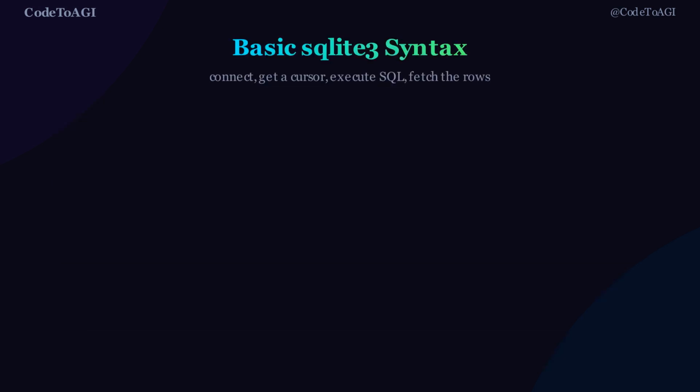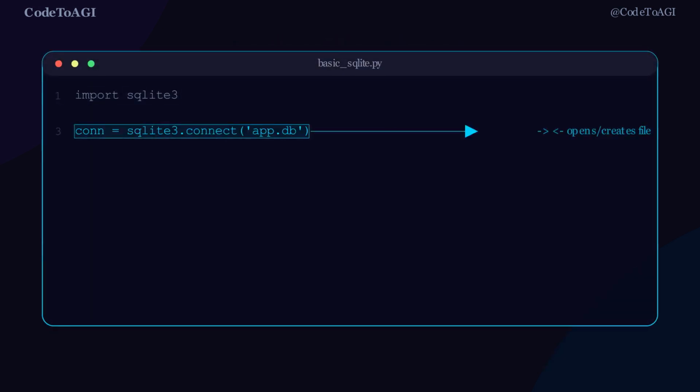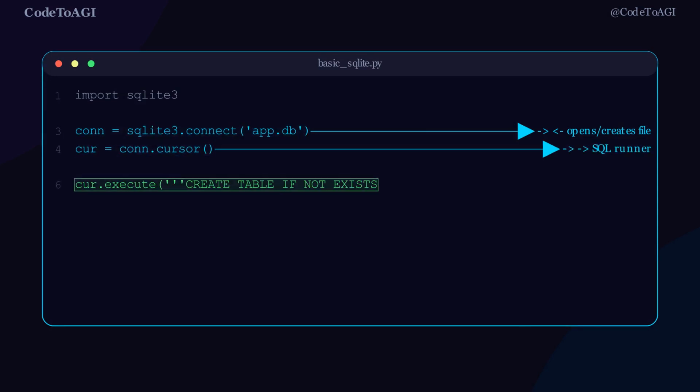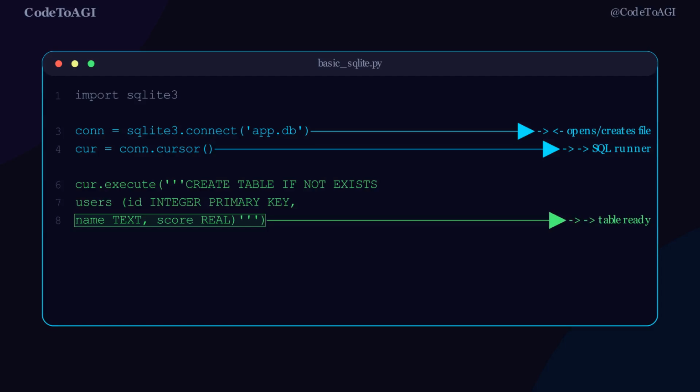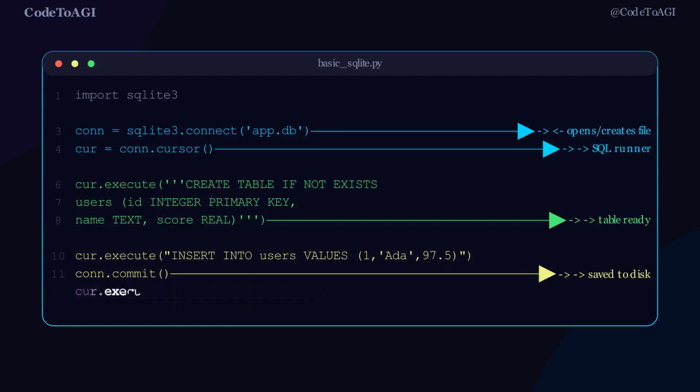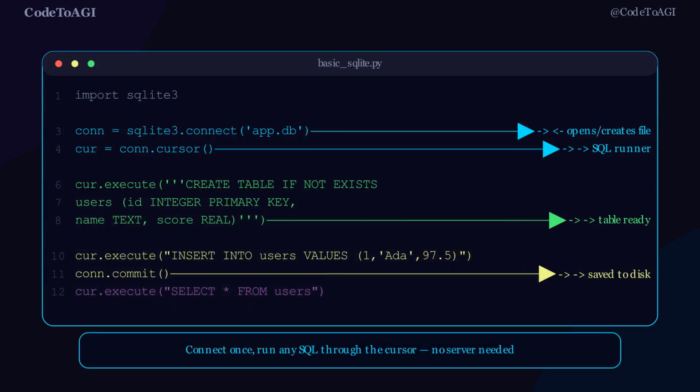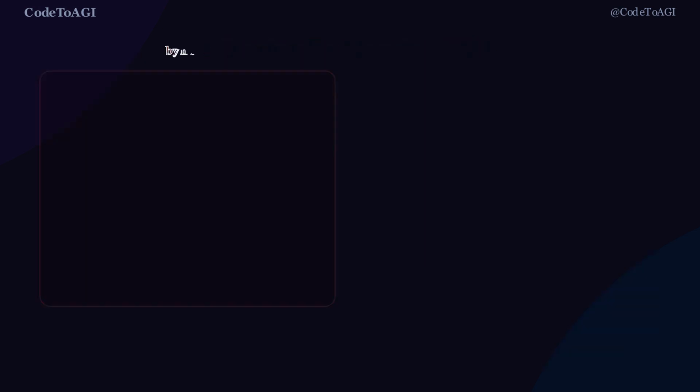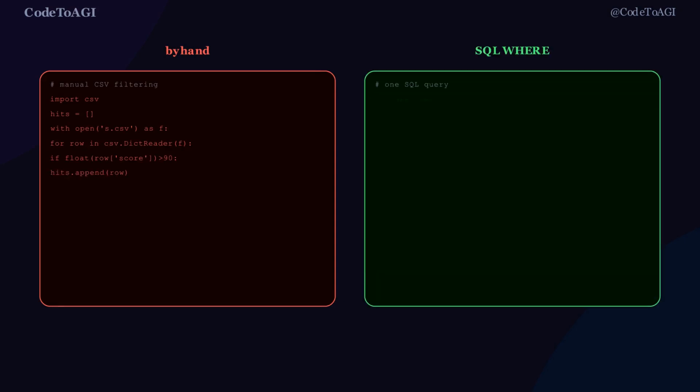The syntax has 4 steps: connect, cursor, execute, fetch. sqlite3.connect opens or creates the database file. con.cursor gives you an object to run SQL. cursor.execute runs any SQL statement you write. fetchall returns every matching row as a list of tuples. Four steps, any SQL command. No server required.